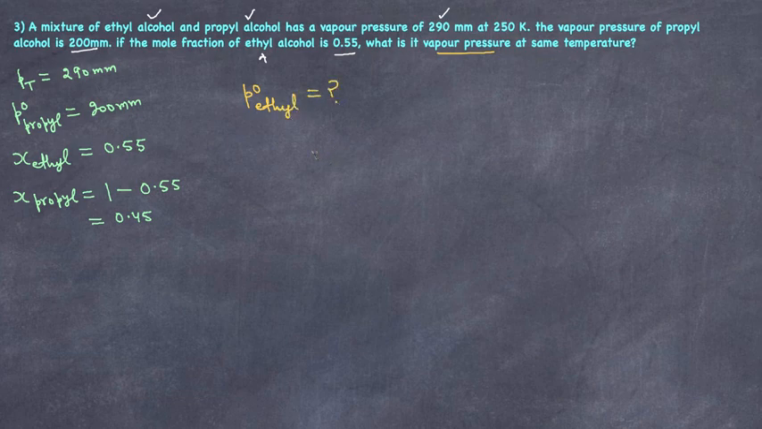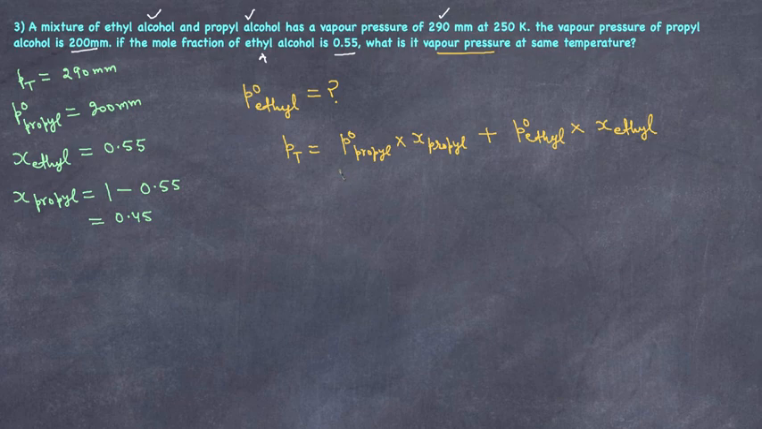So we're going to use the same formula. P total is going to be equal to P naught propyl multiplied by X propyl plus P naught ethyl alcohol multiplied by the mole fraction of ethyl.